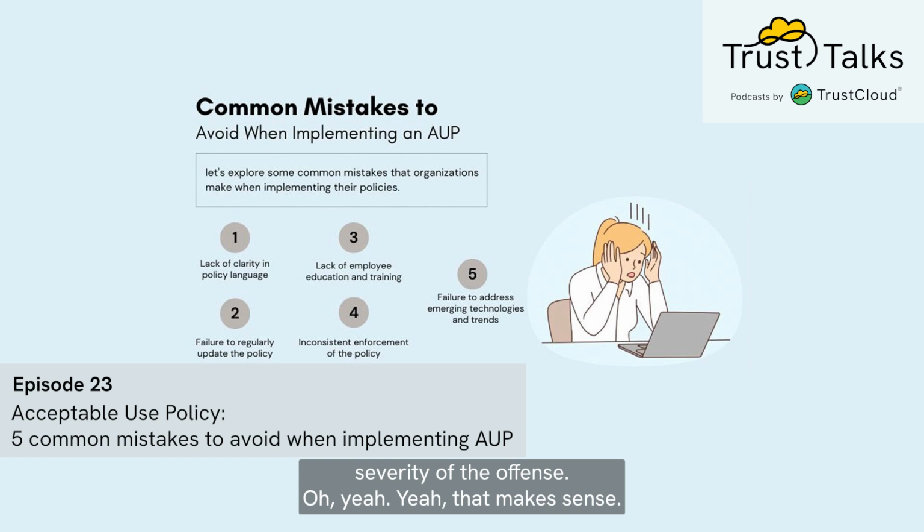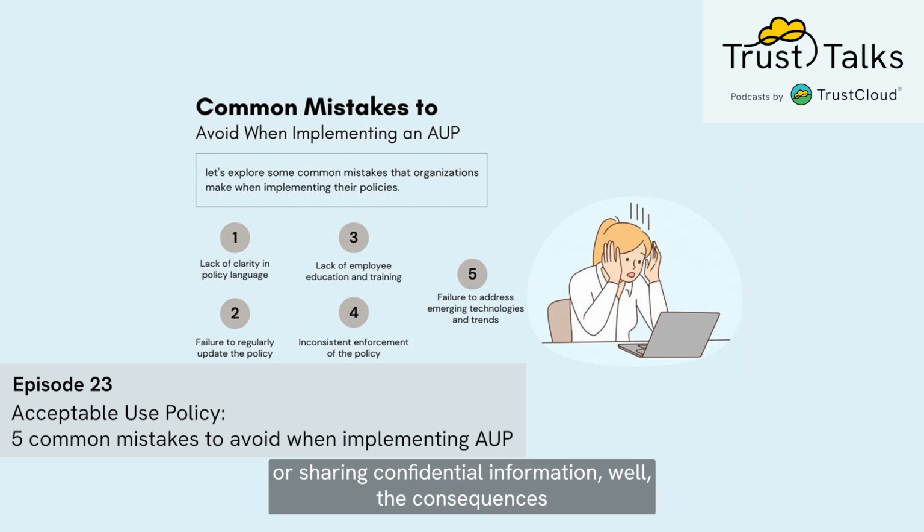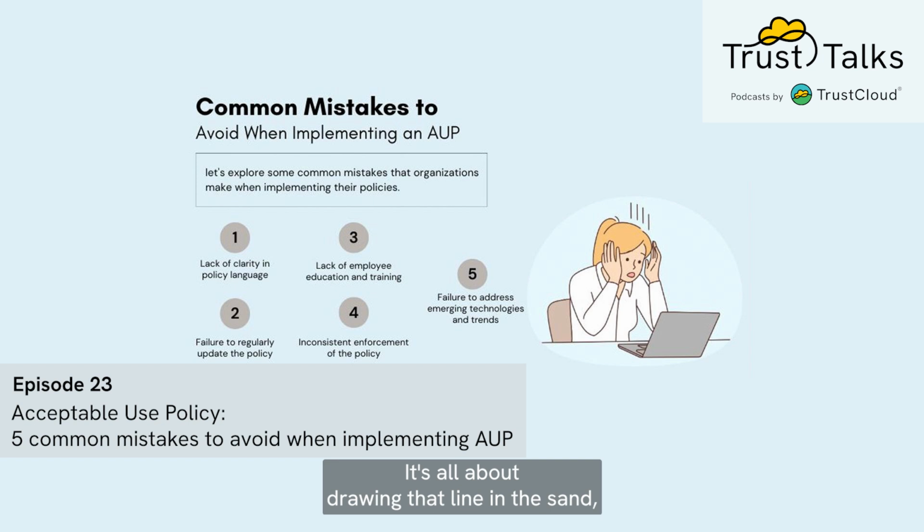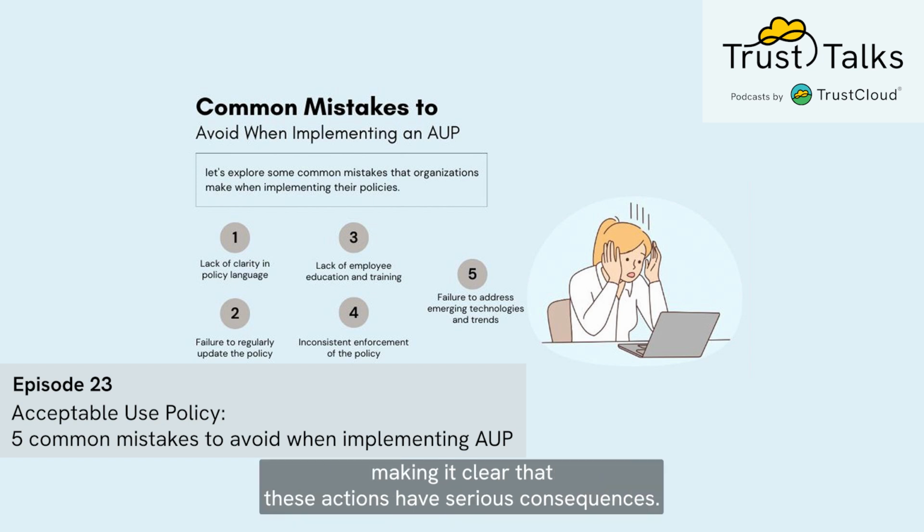Oh, yeah, that makes sense. So for a minor infraction, like forgetting to log out of a shared computer, maybe a verbal warning is enough. But for more serious violations, like accessing inappropriate websites or sharing confidential information, well, the consequences could be much more serious. Yeah, that makes sense. Like it could be disciplinary action, suspension, or even termination. It's all about drawing that line in the sand, making it clear that these actions have serious consequences.